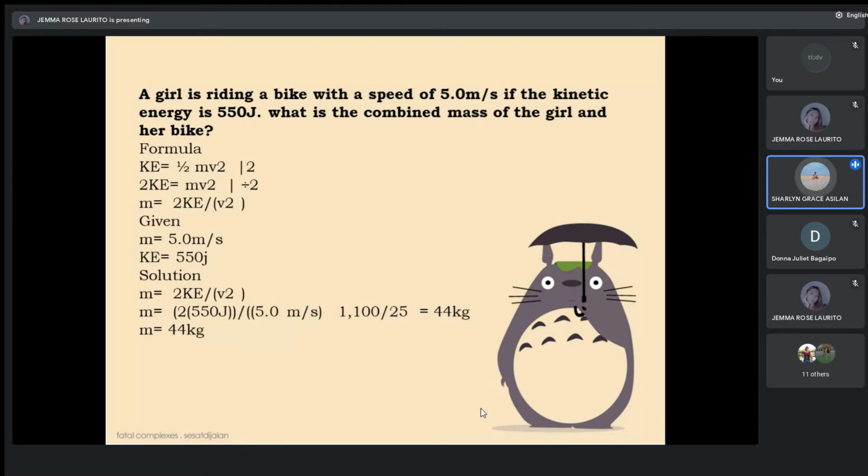Square root of 5 squared day. So the answer is 1,100. Divide it by 25. The mass of the girl and the bike is 44 kilograms. So, next slide.